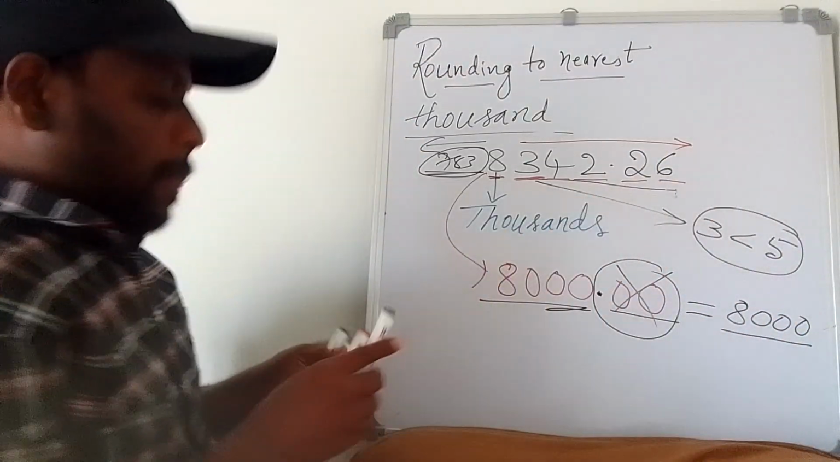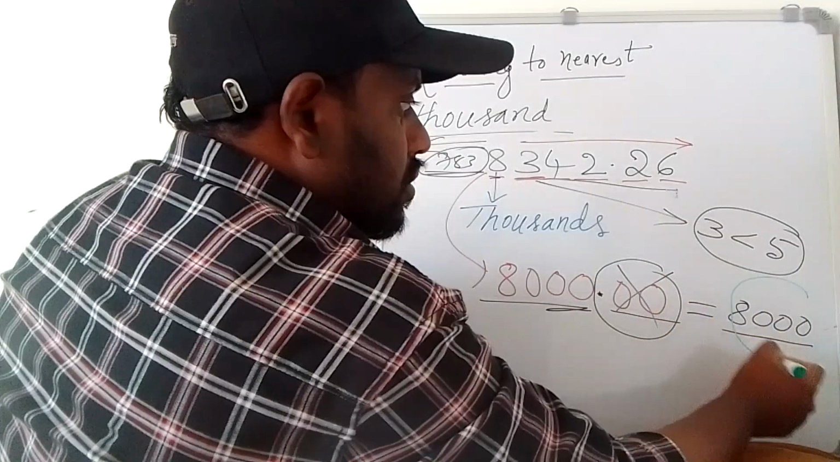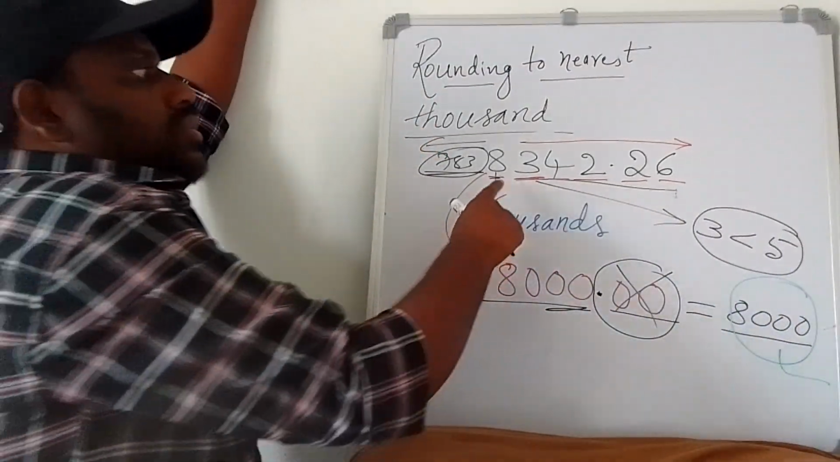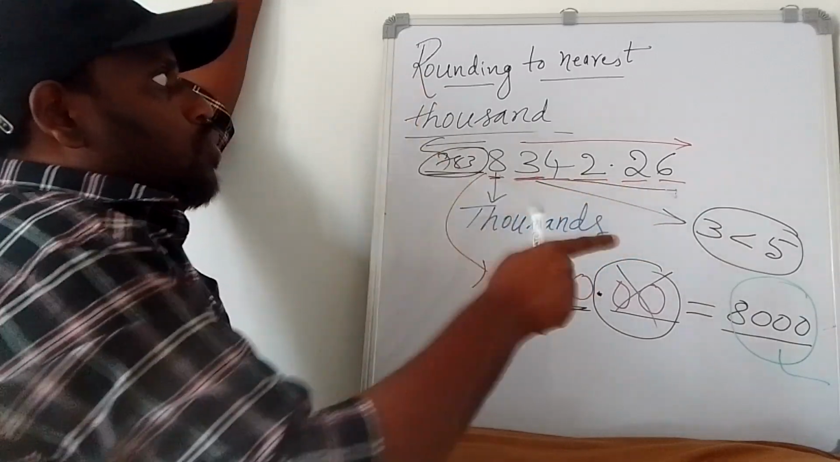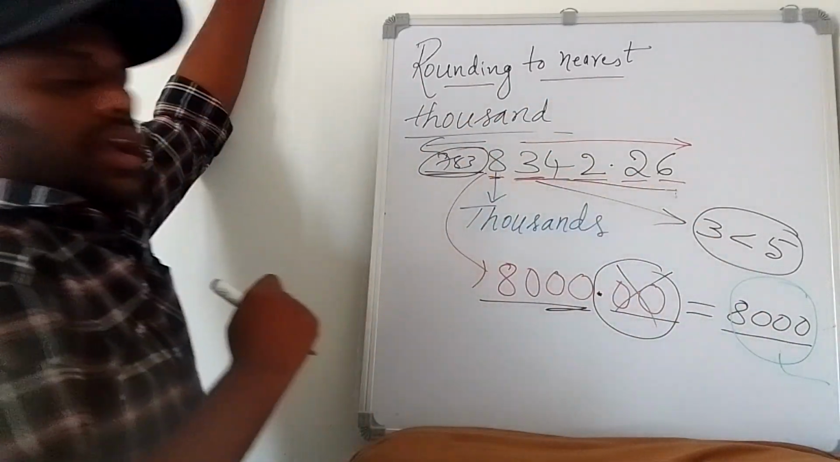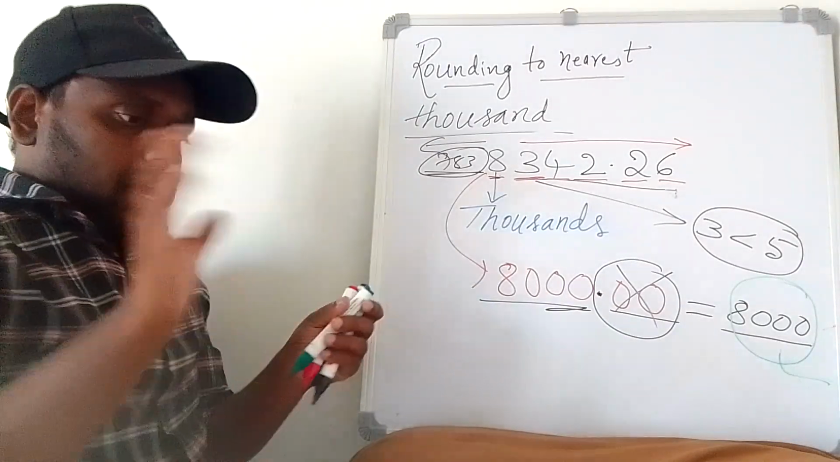8000. Okay, now this is the answer, 8000 is the answer. So when this given decimal number is rounded to the nearest 1000, we get this 8000. I will take another example.